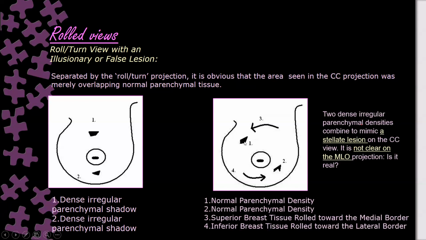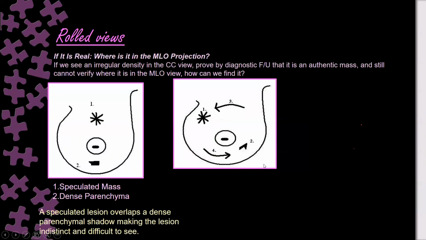When I move and roll the view like this and do the CC view, I make separation between the two. So no more superimposed parenchyma. So this is not a real lesion. So it will disappear. Okay?